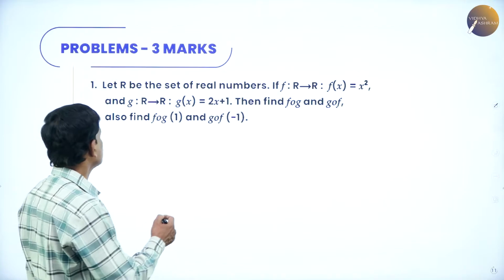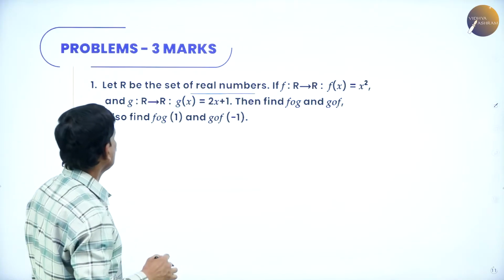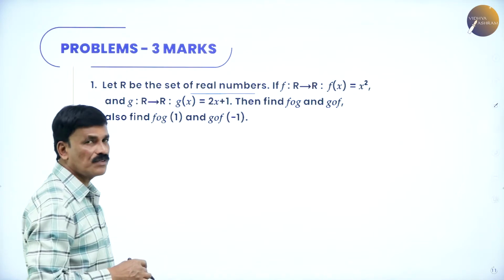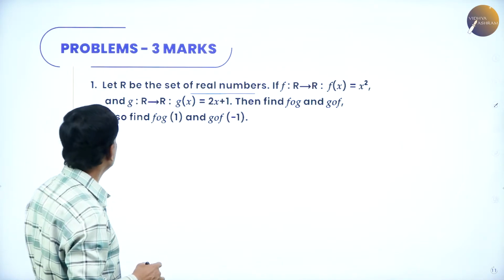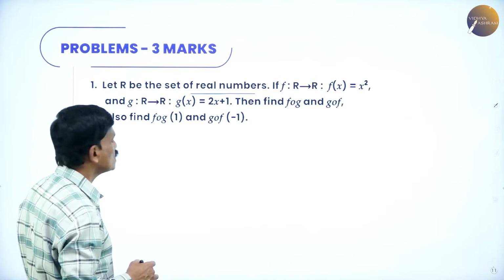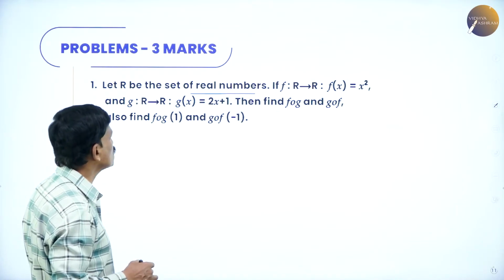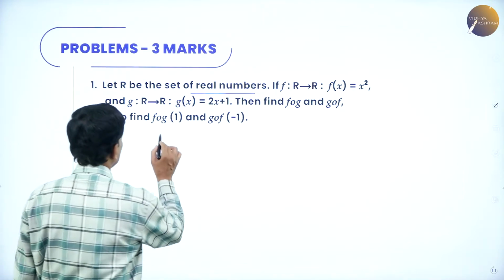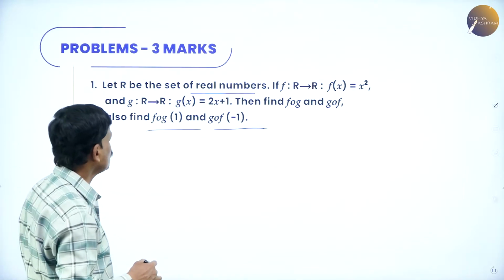Now let us come to the first one. Let R be the set of real numbers. If f from R to R is defined by f of x is equal to x square and g from R to R is given by g of x is equal to 2x plus 1, then find f naught g and g naught f. Also find f naught g of 1 and g naught f of minus 1.